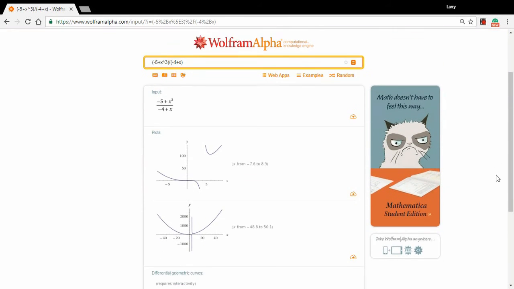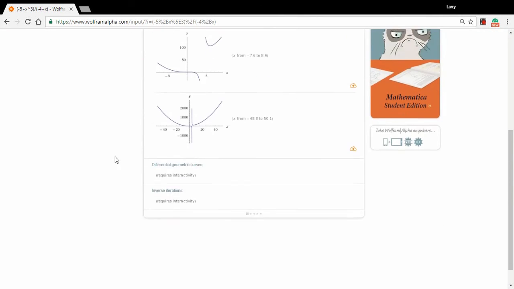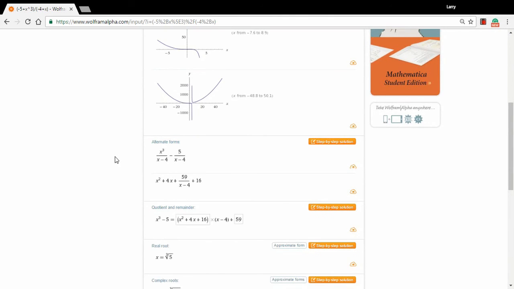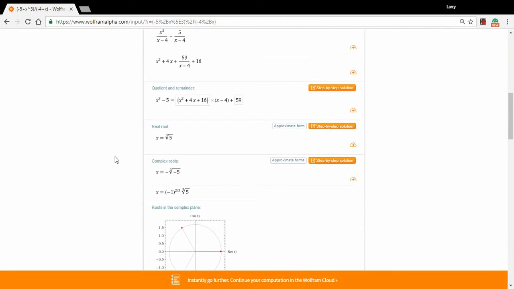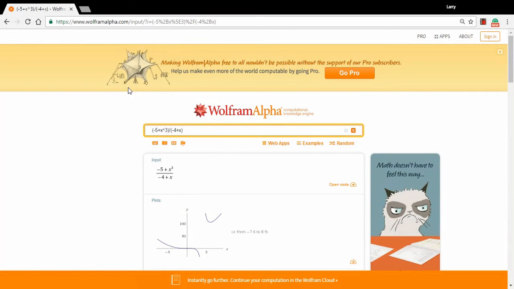All right, so it gives it back to us. That looks like the correct input. We've got some plots, and we've got our solution here. So x squared plus 4x plus 16, and then our remainder plus 59 over x minus 4. I think that's exactly what we got. So if you can use Wolfram Alpha in these situations, even just to check your work, I would recommend it.